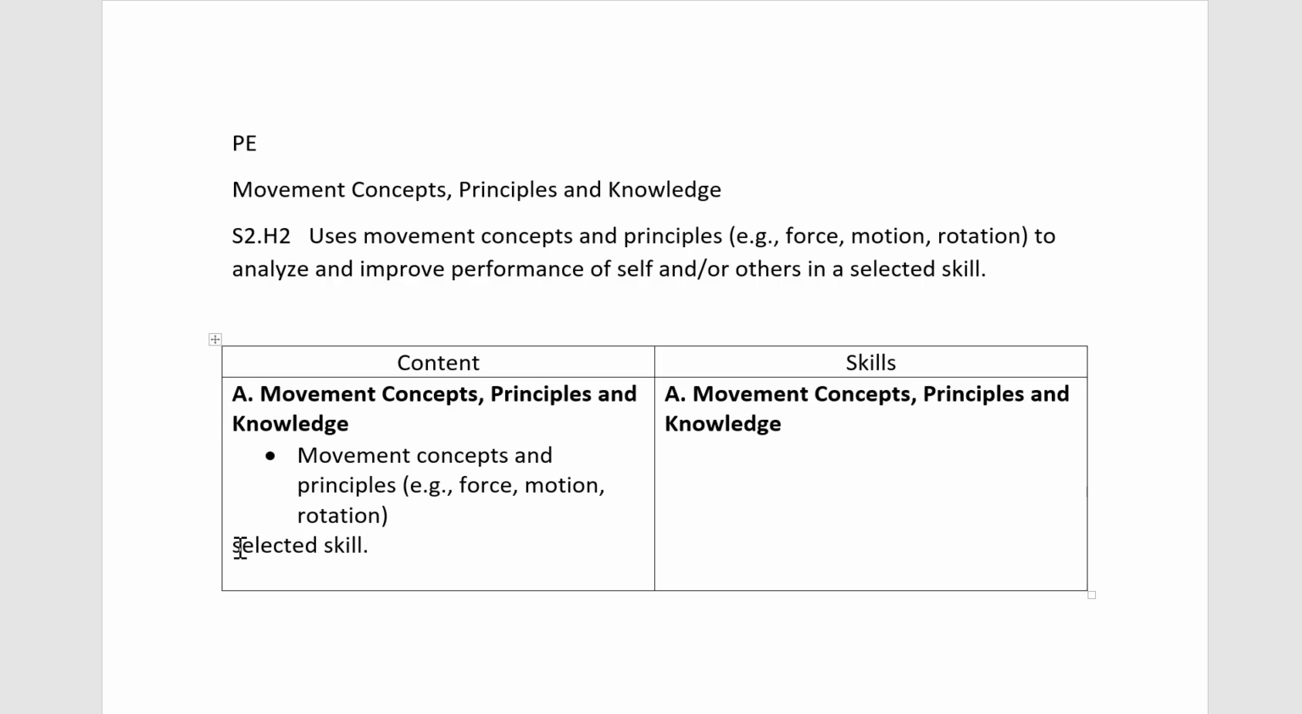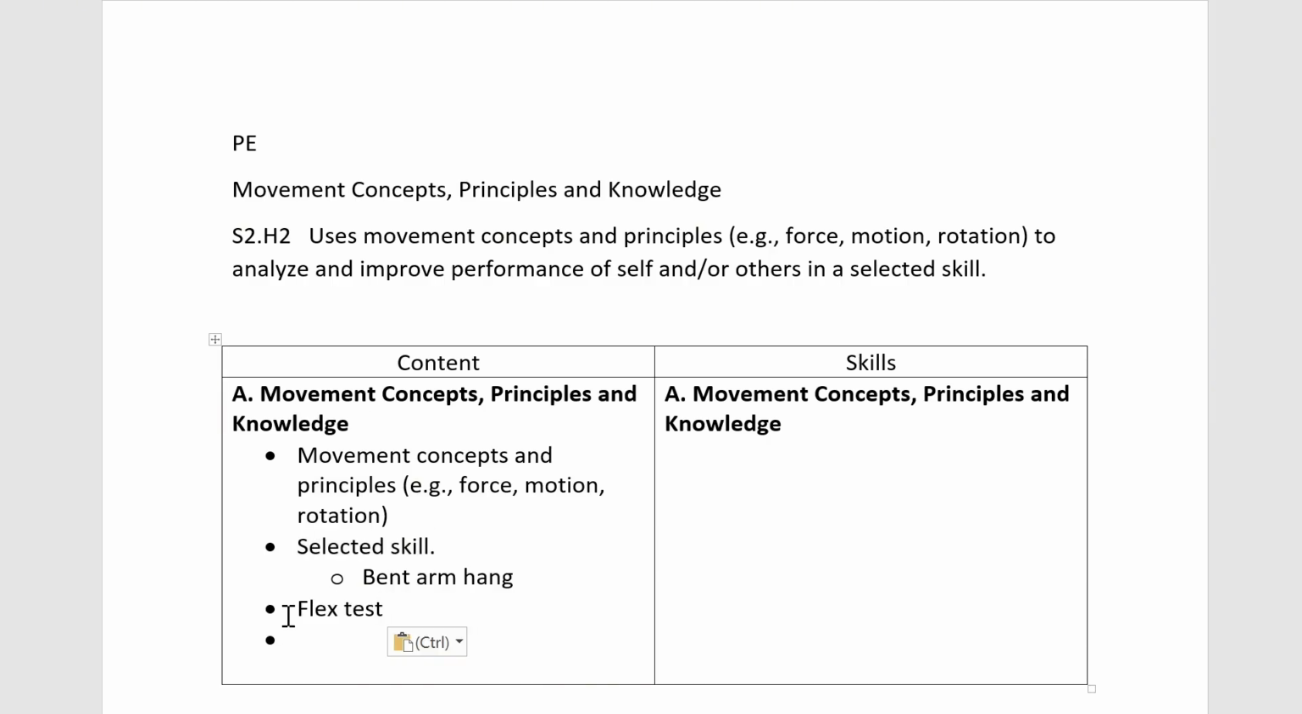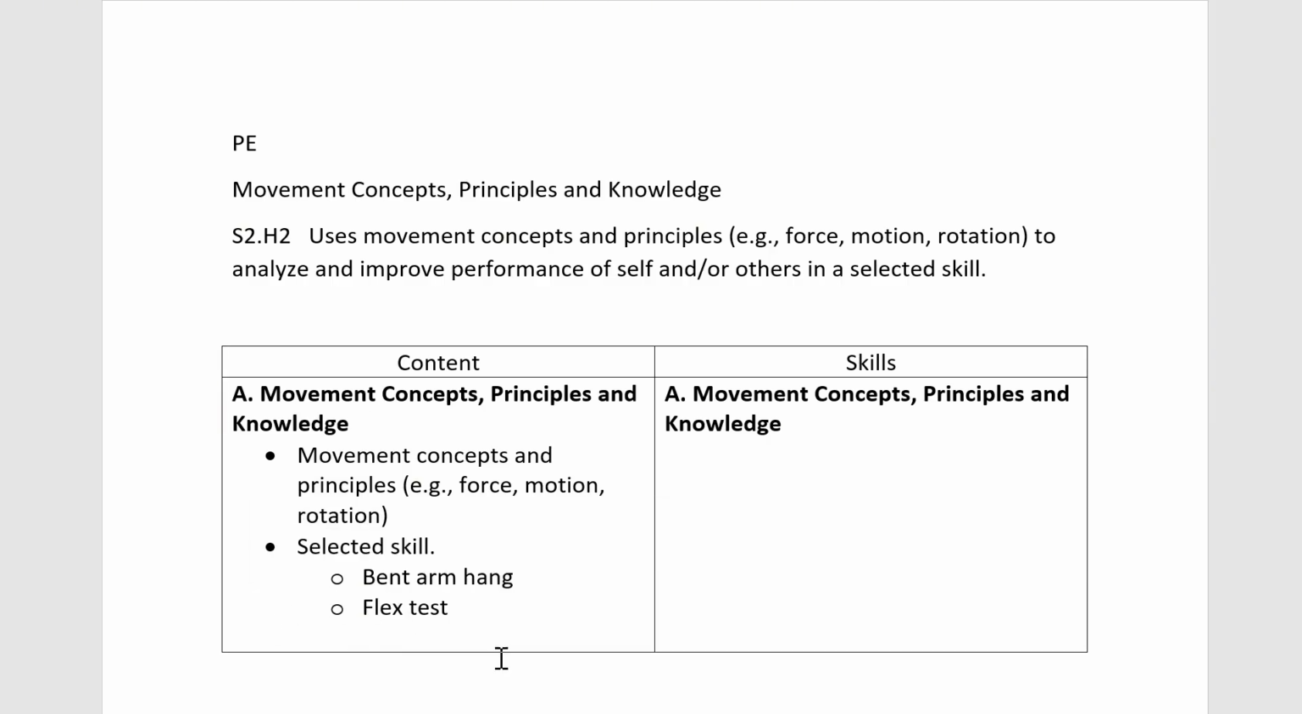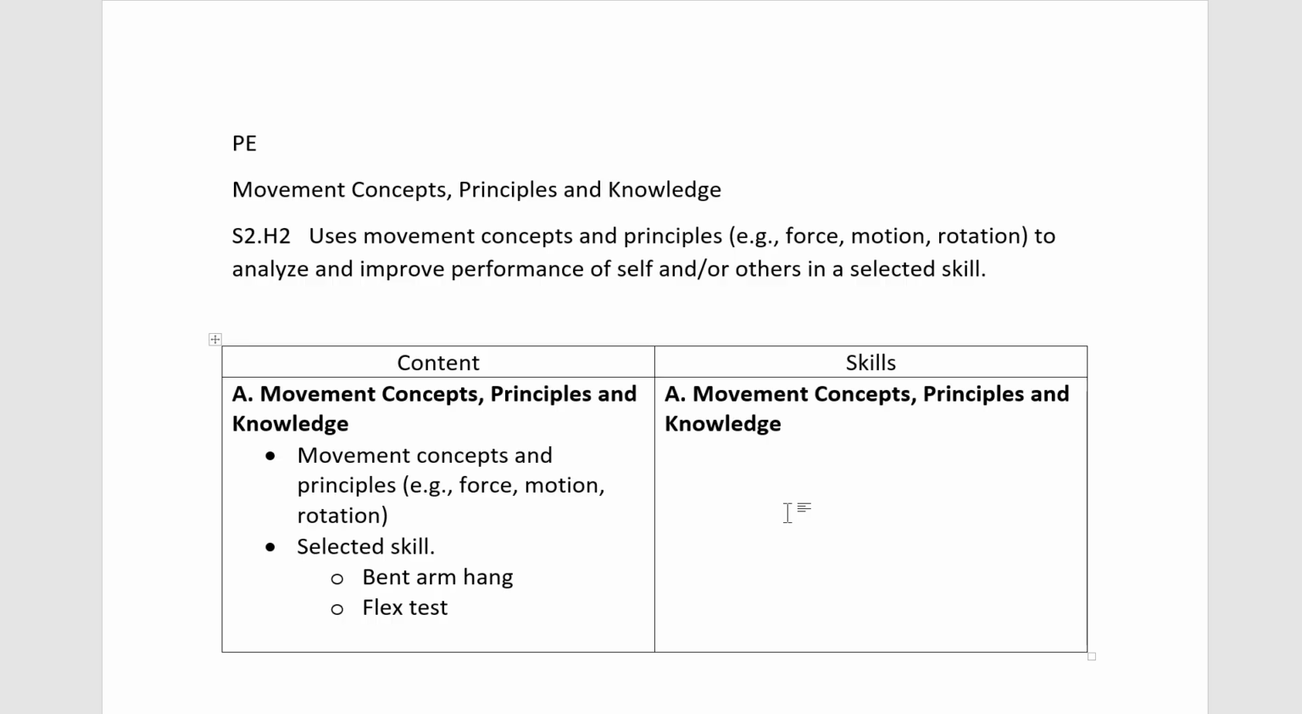So in this case, let's pretend they're doing a physical fitness unit. And so the selected skills might be the bent arm hang. They might choose to do a flex test. Okay, so these are two skills that they're going to be working on. And I'm going to go ahead and bullet all of these. So watch what we do here. We bullet all of them equally. But because I put two items in underneath one, I'm going to go ahead and move them in so that people can tell these are subcategories of something I put into one category of content.